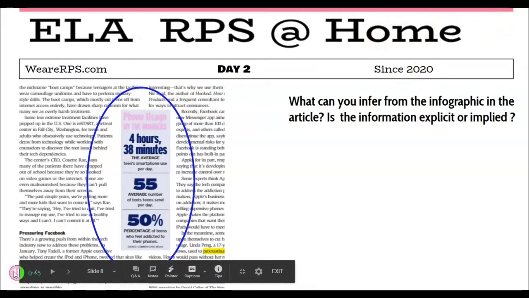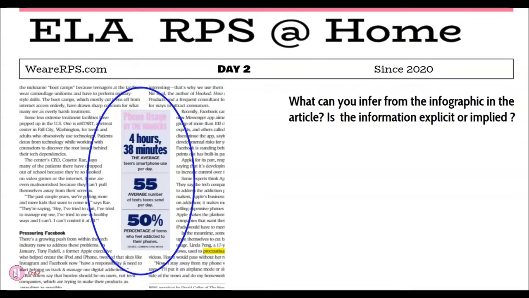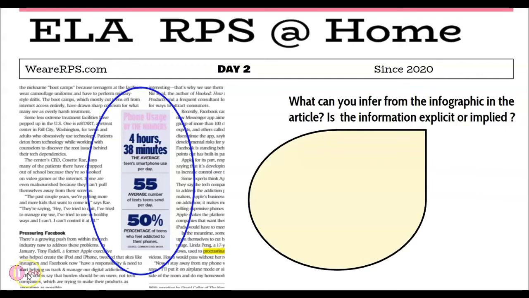All right, let's see what you guys found. I'm going to first review the infograph with you all. So this infograph talks about phone usage by the numbers. The first box says the average teen smartphone use per day is 4 hours and 38 minutes. The next one says the average number of texts that a teen sends per day is 55. And then there's a 50% percentage of teens who feel addicted to their phones. So, what did you infer?